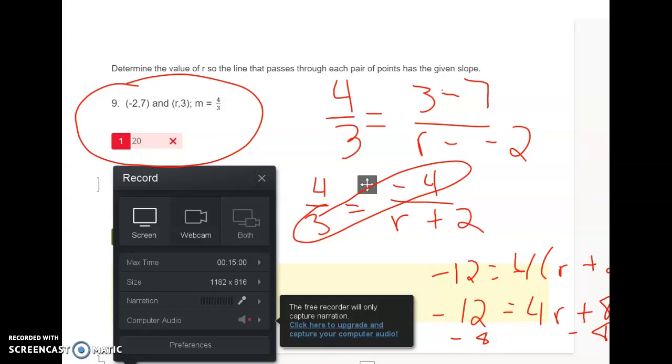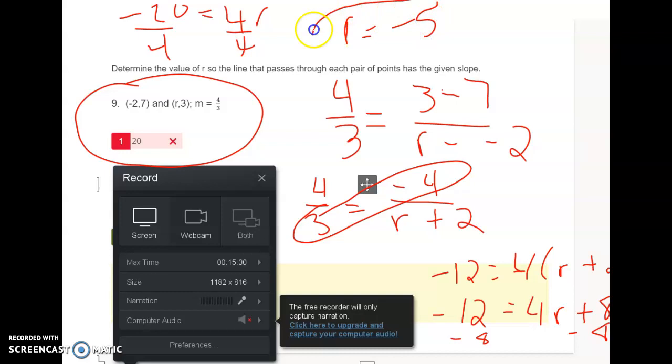I got to go all the way up to the top because I ran out of room. -20 equals 4r. Divide by 4, r equals -5. That's how that would work.